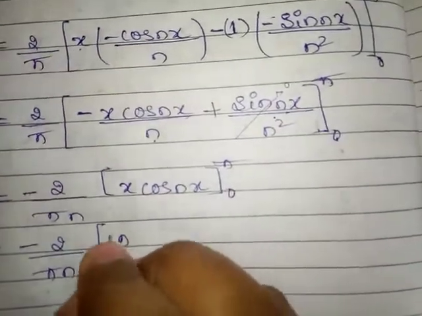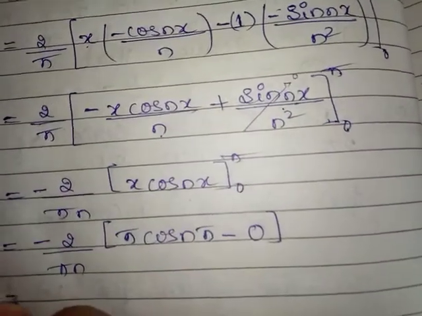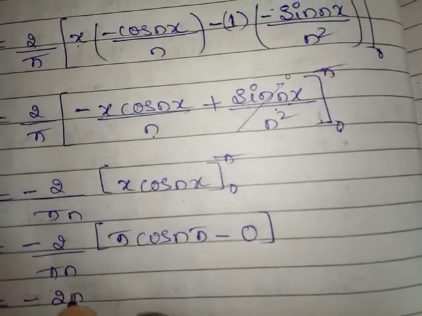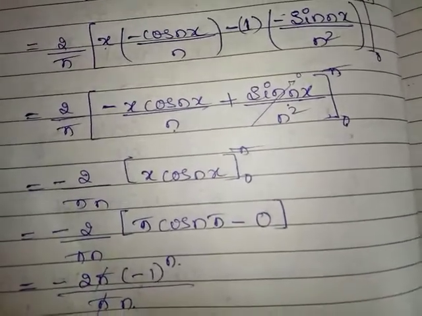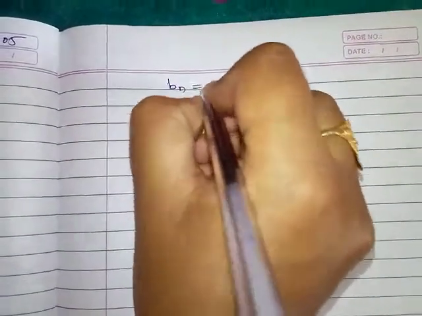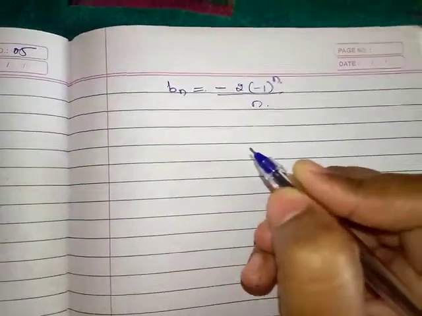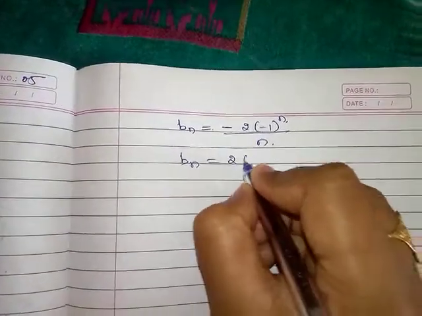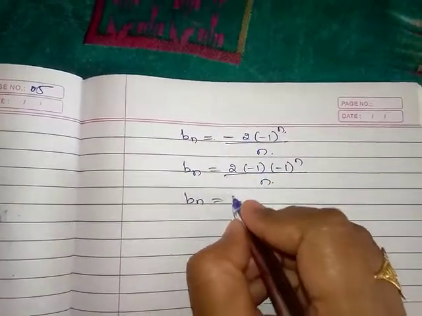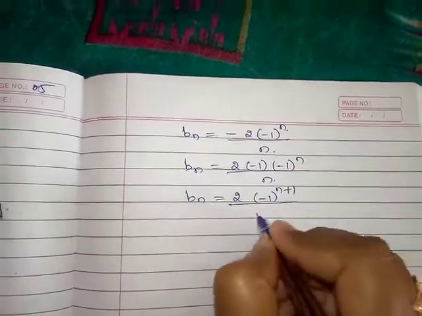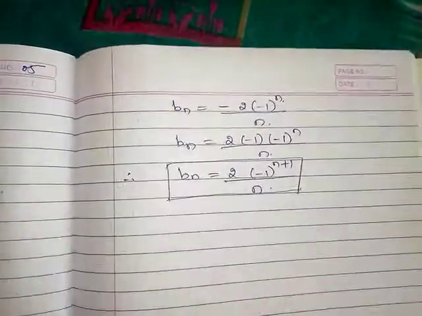Applying first upper limit, pi cos n pi minus 0, because x is 0, 0 into something is also 0, which is equal to minus 2 pi into cos n pi value is minus 1 raised to n divided by pi into n. Pi gets cancelled. Then bn is equal to minus 2 into minus 1 raised to n divided by n. This can be written as 2 into minus 1 into minus 1 raised to n divided by n, which is equal to, here bases are same, we have to add the powers, minus 1 raised to n plus 1 divided by n is the bn. Bn is equal to 2 into minus 1 raised to n plus 1 divided by n.